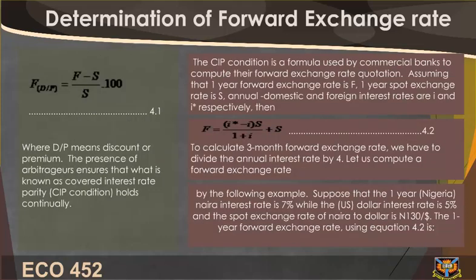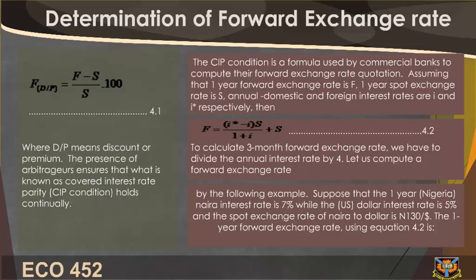Where the over P means discount or premium, the presence of arbitrageurs ensures that what is known as covered interest rate parity (CIP) condition holds continually. The CIP condition is a formula used by commercial banks to compute their forward exchange rate quotation. Assuming that 1 year forward exchange rate is F, 1 year spot exchange rate is S, annual domestic and foreign interest rates are I and I** respectively.